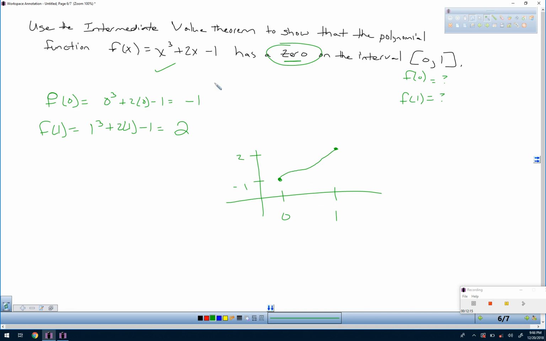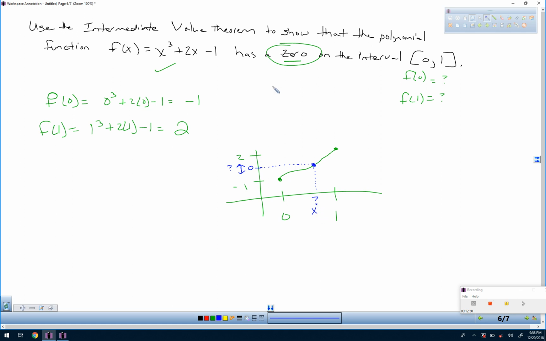The intermediate value theorem guarantees, since it's continuous on the closed interval 0 to 1, that this function has to have a 0. Well, why? Because isn't 0 between negative 1 and 2? It is. It's somewhere there. 0 is between negative 1 and 2. So that means at some point, this function is going to hit 0 somewhere between 0 and 1. Now, the intermediate value theorem doesn't specifically tell you how to find what that x-coordinate is. It guarantees that it does exist, and that's what's very powerful about it.